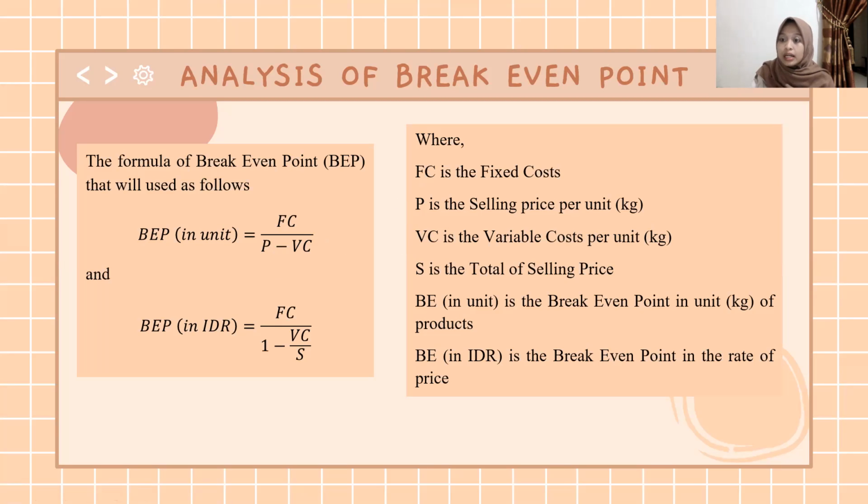Based on the previous data, VC here is the variable cost per unit kilogram. And then the second formula that we'll use is the BEP in rupiah, which equals FC over 1 minus VC over S. FC here is the same, that is fixed cost. VC here is the variable cost in general, I mean the total variable cost, not variable cost per unit. And S here is the total selling price.